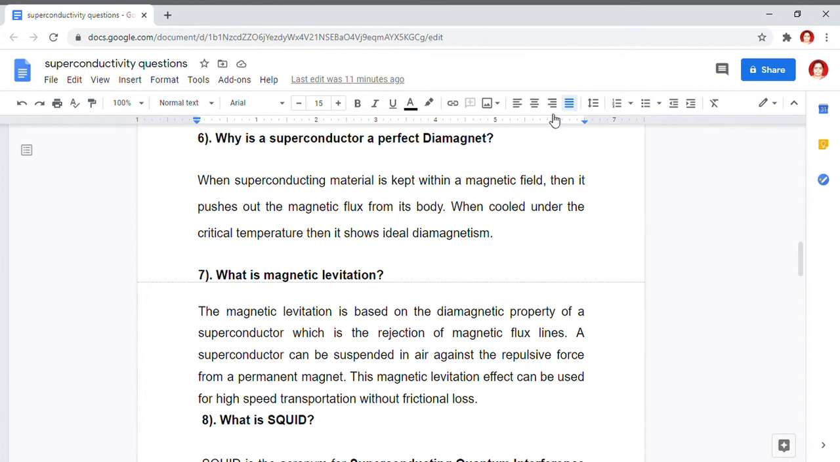The next problem is: what is magnetic levitation? This magnetic levitation is based on the diamagnetic property of a superconductor. Diamagnetism is present, that means there will be rejection of magnetic flux lines. We can suspend a superconductor in air against the repulsive force from a permanent magnet. This magnetic levitation effect can be used for high-speed transportation trains without frictional loss.